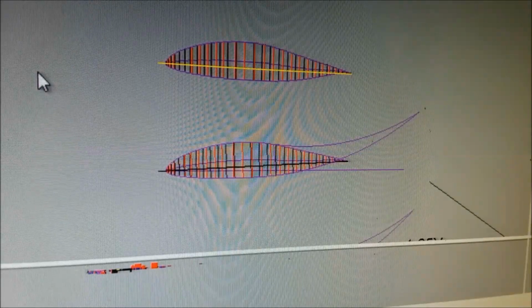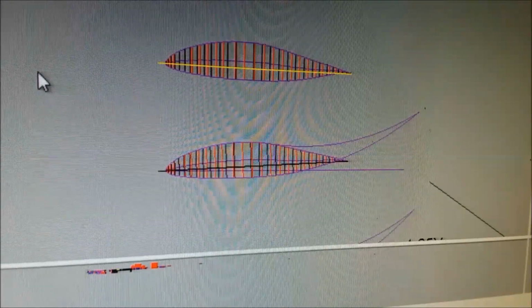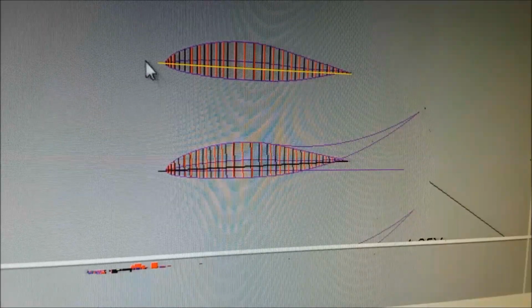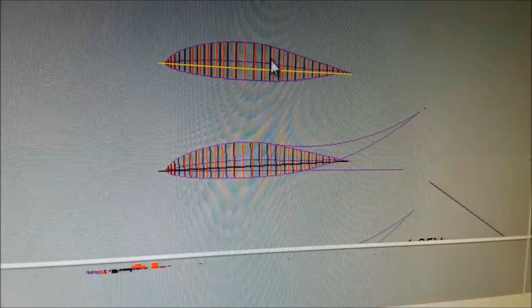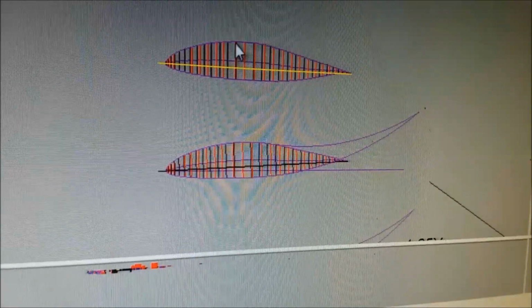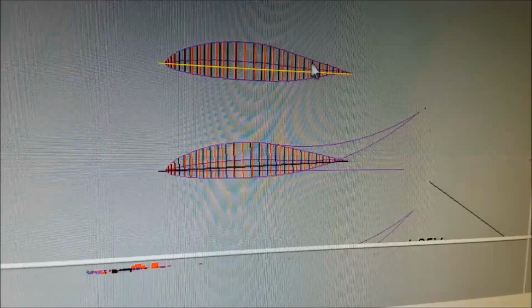If you don't know what your camber line looks like, you can slice your airfoil in half, flip this 180 degrees, and the difference between those is the camber.